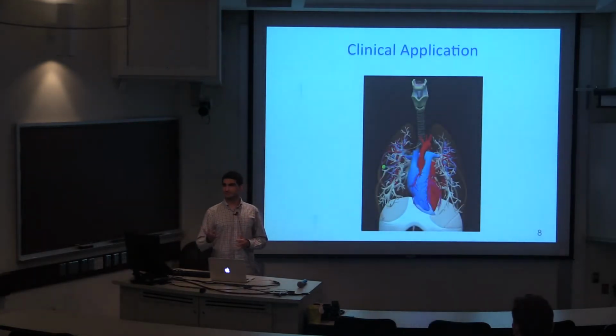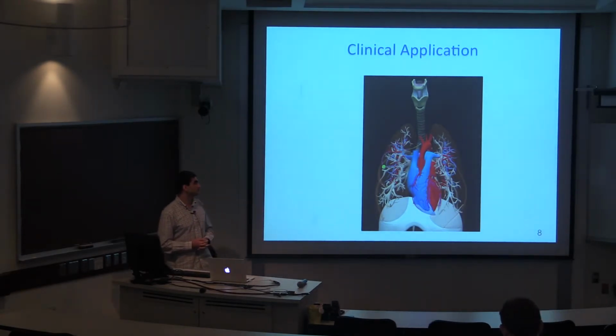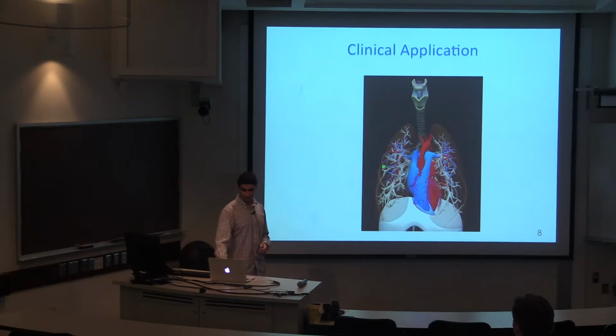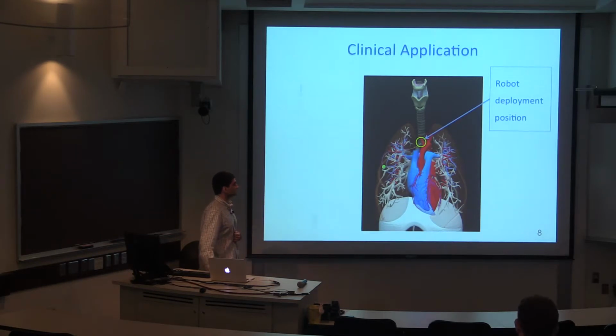As an example clinical application, we can consider the lung scenario in which the robot is maneuvering around the lung to inspect peripheral nodules within the lung to see whether they're cancerous. This is very useful for early stage lung cancer diagnosis. As mentioned before, we can obtain this image from a medical image, CT scan or MRI, and the robot would be deployed from here at the base of what's called the primary bronchi.